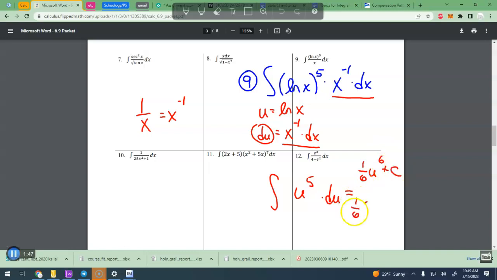Plus c, and then put your ln of x back in there. Remember, you can always check it too. If I gave you this instead and said take the derivative, you would do 6 times 1 over 6, which would cancel. Leave the ln of x, you'd reduce the power by 1, so now it's a 5. And then you'd multiply by the derivative of the inside, which is where the x to the negative 1 comes from.